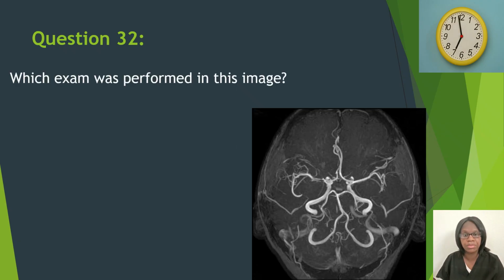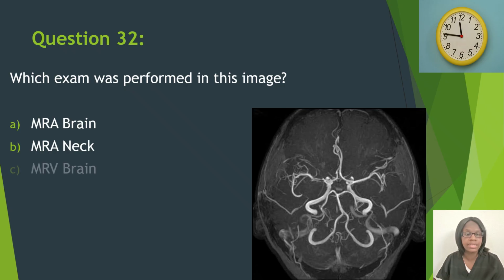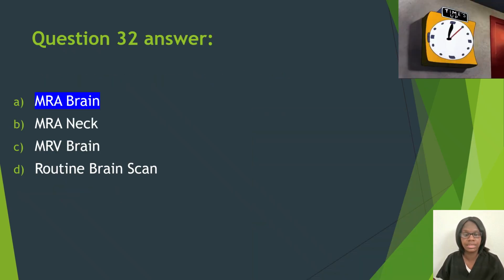Question 32, almost done. Which exam was performed in this image? A. MRA brain. B. MRA neck. C. MRV brain. Or D. Routine brain scan. All right, the correct answer is MRA brain.